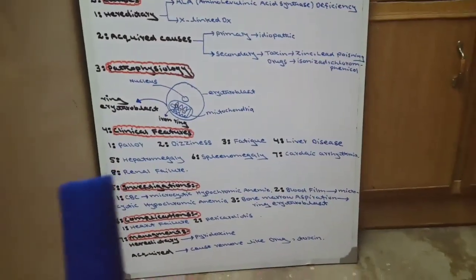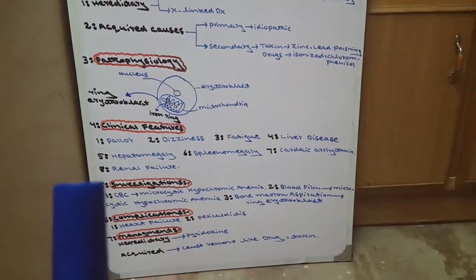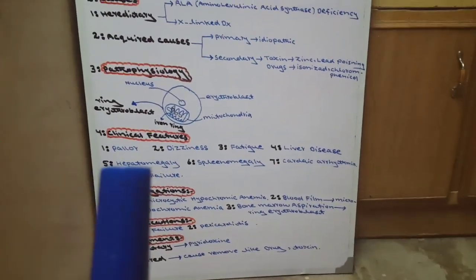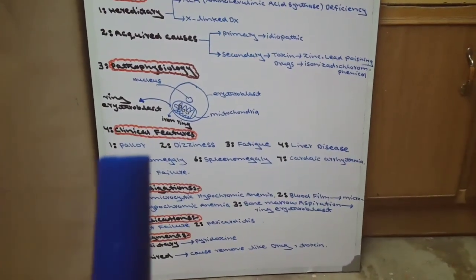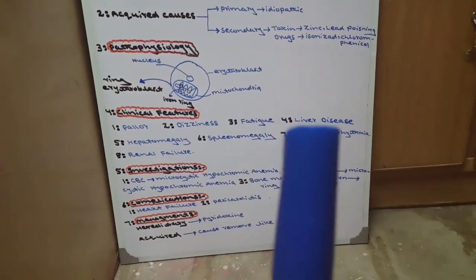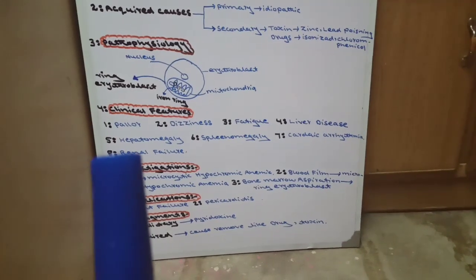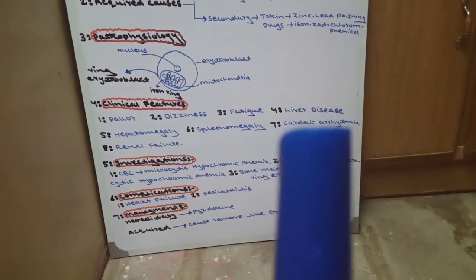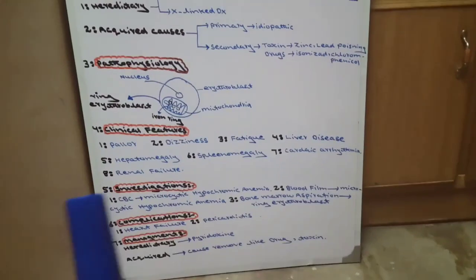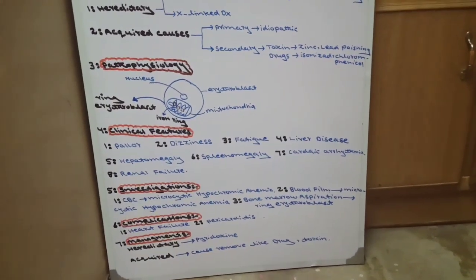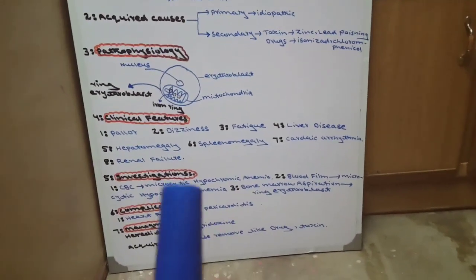Now come to the clinical feature. There are 8 clinical features of Sideroblast anemia. Number 1 is pallor. Number 2, dizziness. Number 3, fatigue. Number 4, liver disease. Number 5, hepatomegaly. Number 6, splenomegaly. Number 7, cardiac arrhythmia. And number 8 is renal failure. Its clinical feature is simple like other types of anemia.